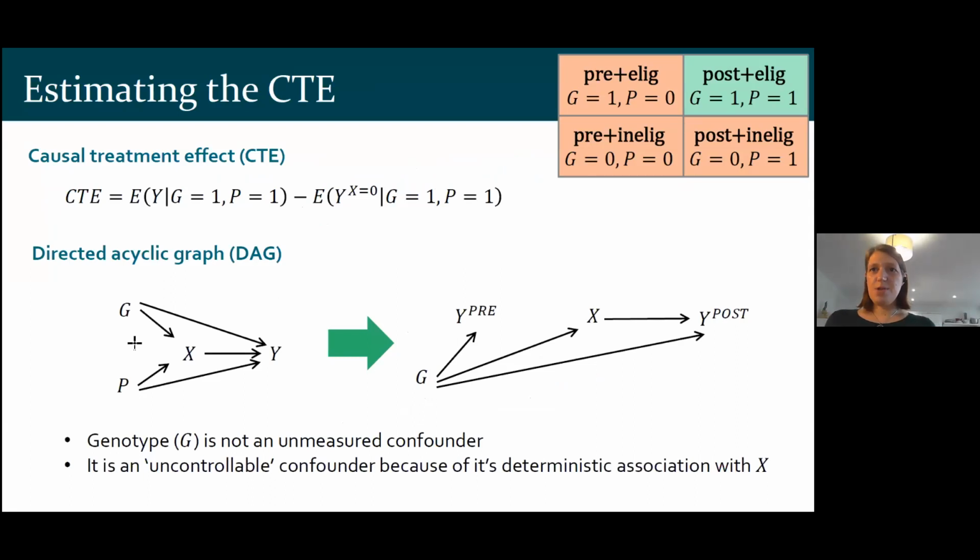Now, a difference here is that G is not an unmeasured confounder here, but it's sort of an uncontrollable confounder because we don't have any variability in X within the G equal 1 and G equal 0 groups in this post-Ivor-Kafta era. So it's not an unmeasured confounder, but it is an uncontrollable confounder. So we've got this positivity problem. And so we've argued that we can use this same trick of negative controls, think about it in that same way to deal with this challenge here.